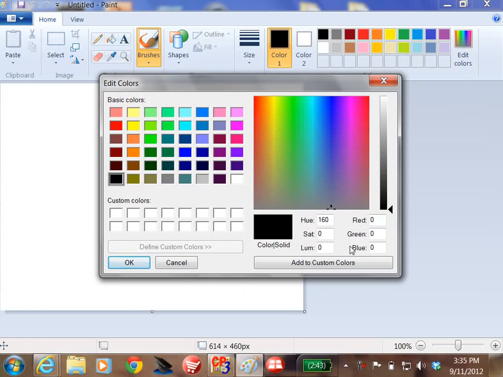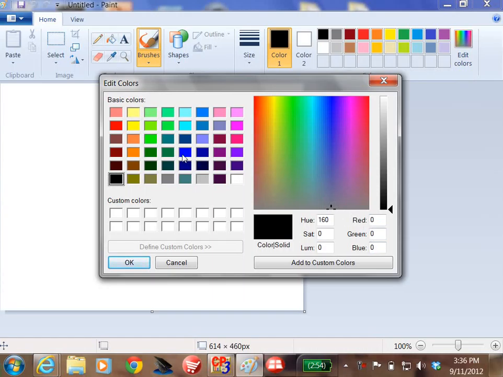Red, green, blue. So this color right here has no red, no green, and no blue. So the 8 bits that's storing the red would all be zeros, and the bits that are storing the green would be 0, and blue would be 0.